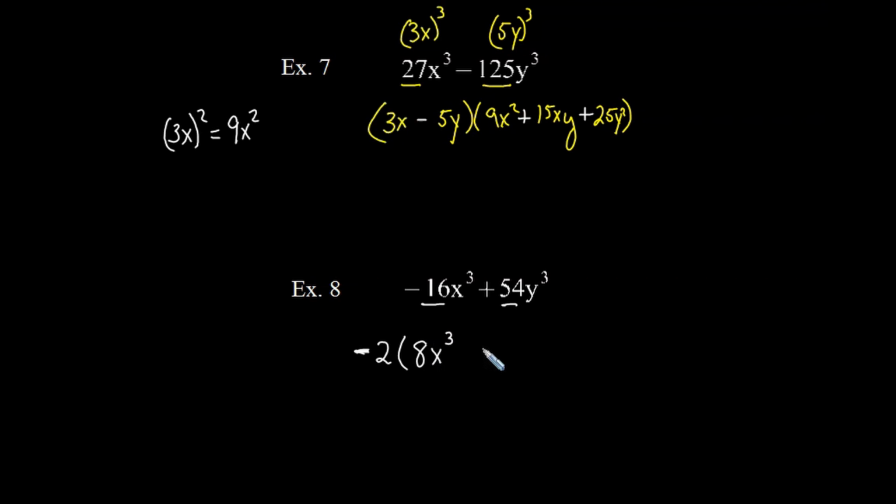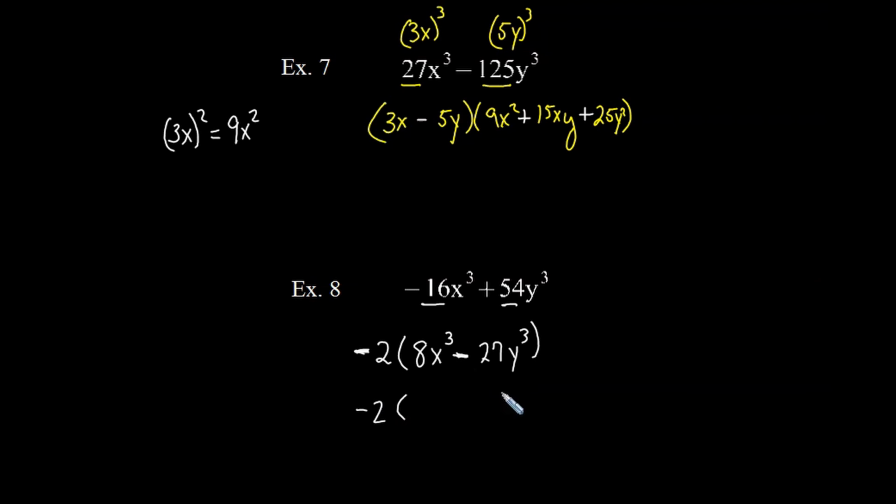So 8x cubed and 27y cubed. And I've made a mistake right there unintentionally, so be careful that you don't make a similar mistake. When you factor out a negative, make sure you flip the sign of both terms. So the first term was negative, it becomes positive. The second term is positive, it will now be negative. And this becomes the difference of cubes.